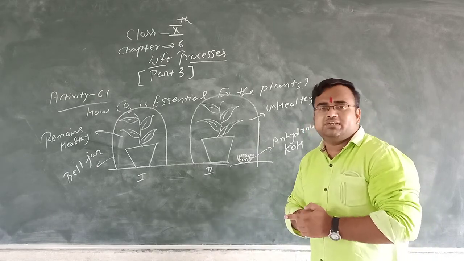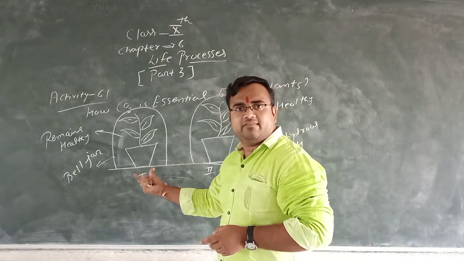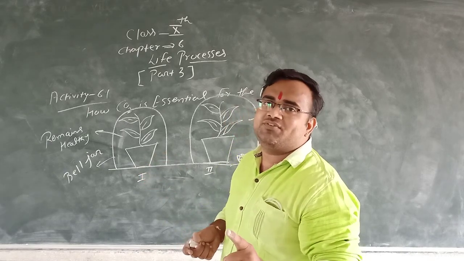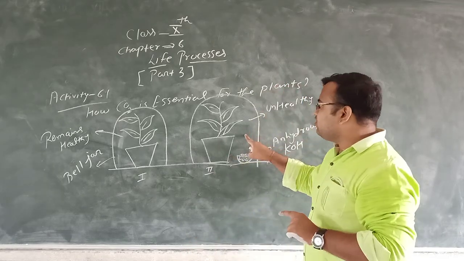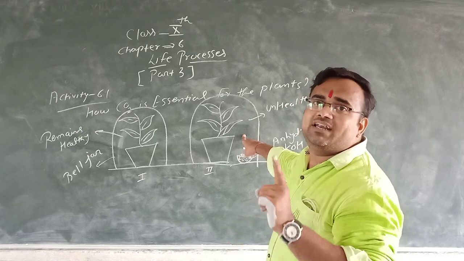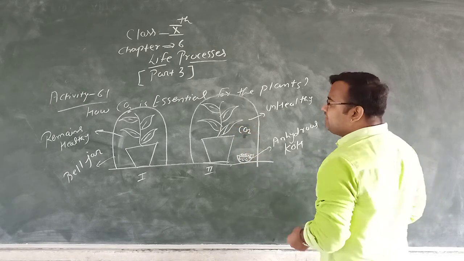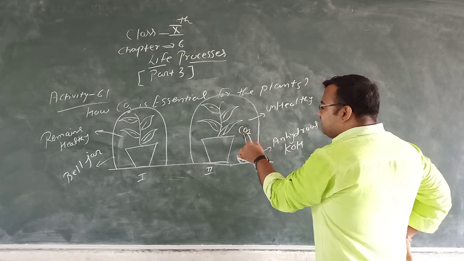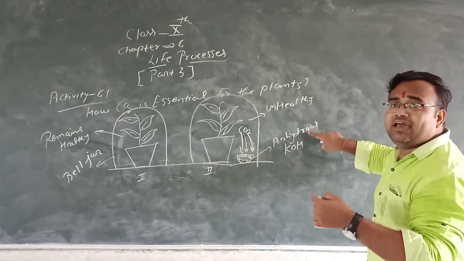Then the conclusion is this: the first plant can do photosynthesis in presence of sunlight, and we know that for photosynthesis carbon dioxide is very essential. The second plant also can perform photosynthesis, but whatever carbon dioxide was present is already absorbed by the anhydrous KOH. First, what is anhydrous?